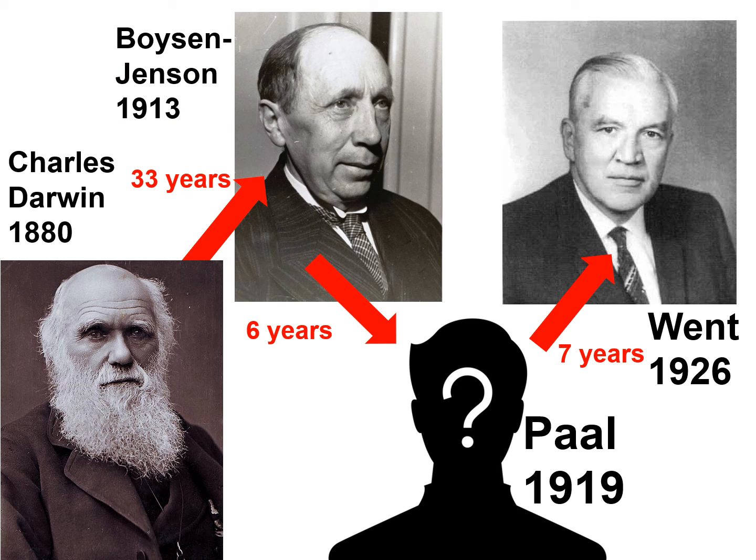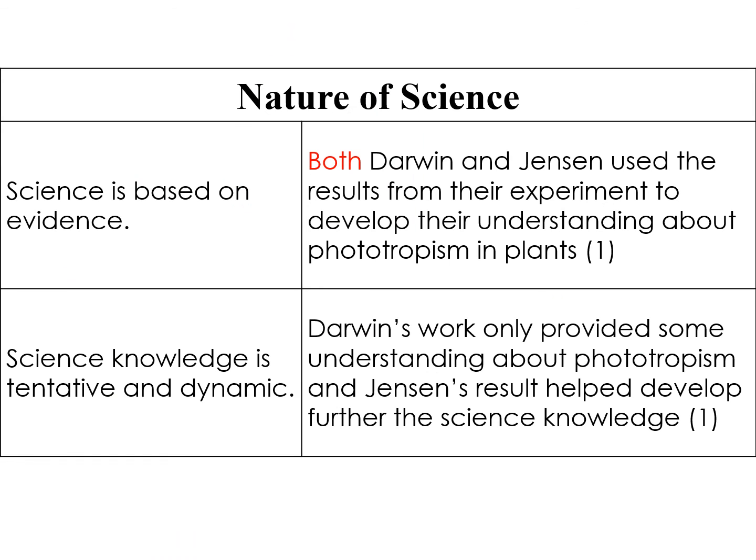Throughout history, there have been different scientists. They have done different experiments to investigate the chemical which is released from the tip of the plant. The following table shows you the nature of science. Science is based on evidence. Science knowledge is also tentative and also dynamic. So for the nature of science, please read it on your own. This can be very helpful for you to do your worksheets.